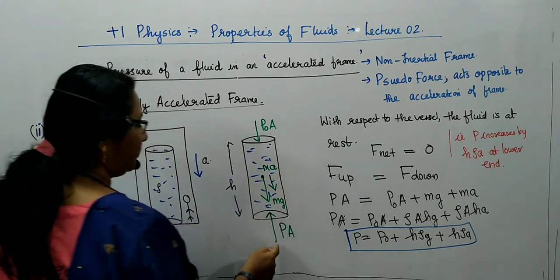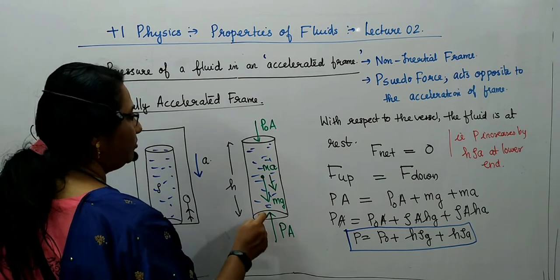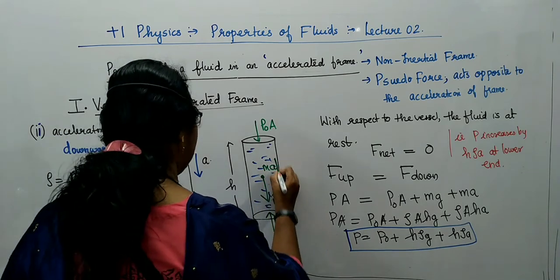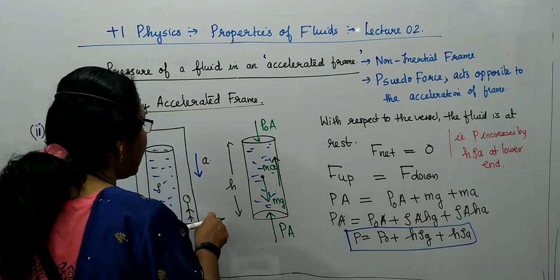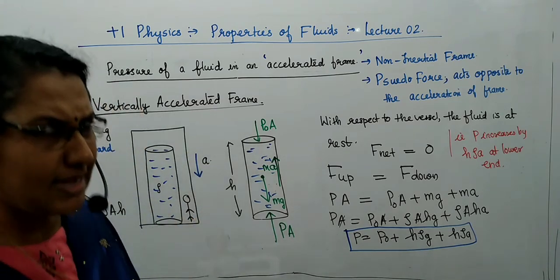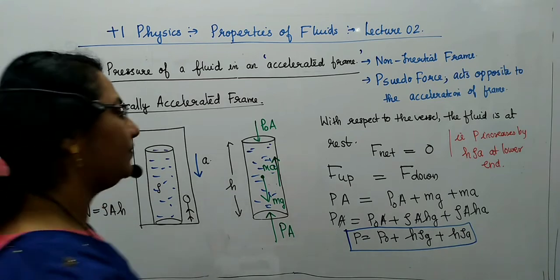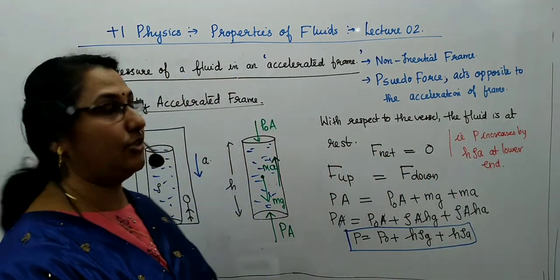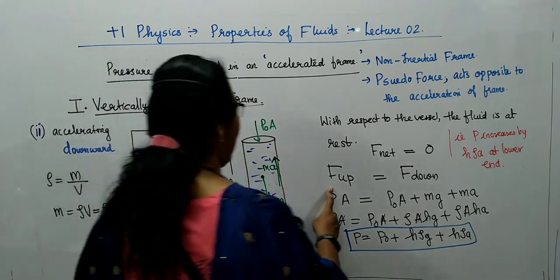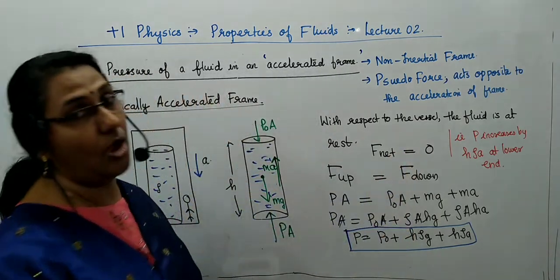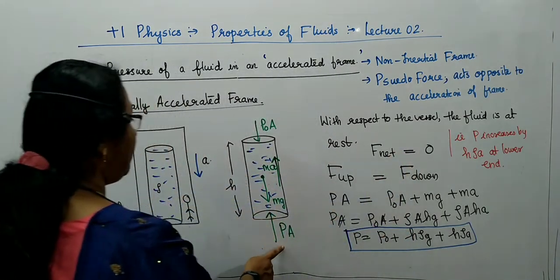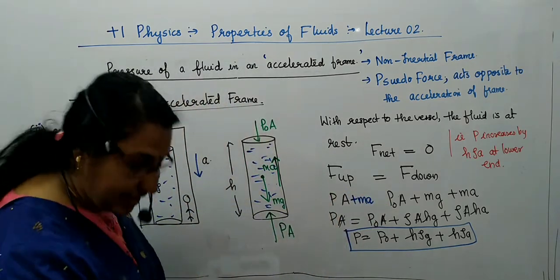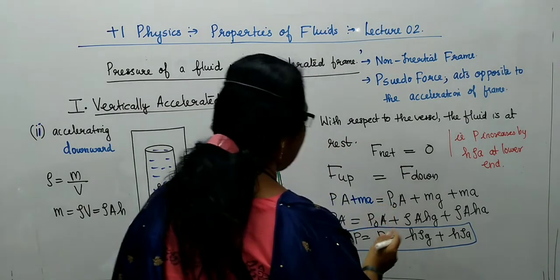Once more: PA upward, P0A downward, mg downward. And what about this ma? Now you have to write, this ma is upward because the acceleration of the vessel containing fluid is downward. Clear? With respect to the vessel, the fluid is at rest. Now too, F net is equal to 0. Force in upward direction is equal to force in downward direction. PA plus ma is equal to P0A plus mg.